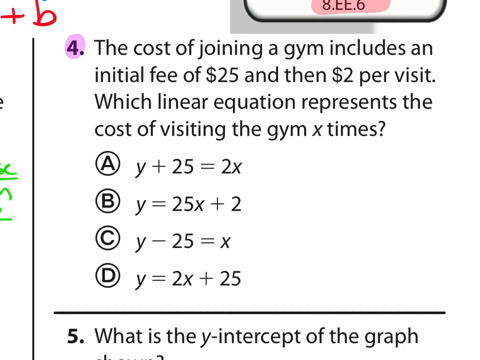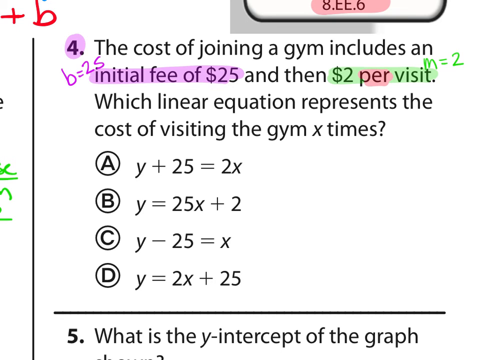Number 4, the cost of joining a gym includes an initial fee of $25. I'm going to go ahead and highlight that, because when I see initial, that tells me we're dealing with a starting amount, or a y-intercept, of 25. And then $2 per visit. Notice that it's repeated. You see that word per means it is over and over and over. It's a repeated amount. So this is a repeated amount of $2. So the slope m is $2.